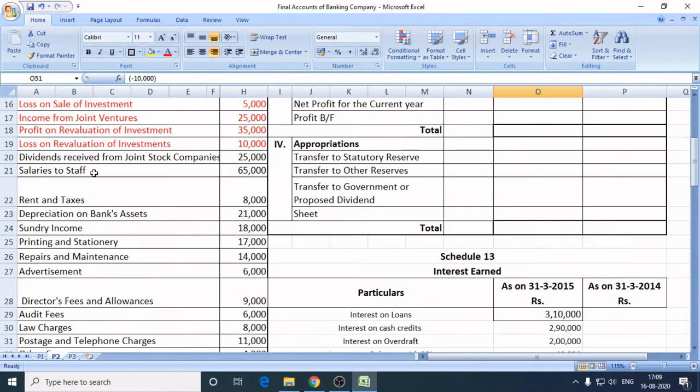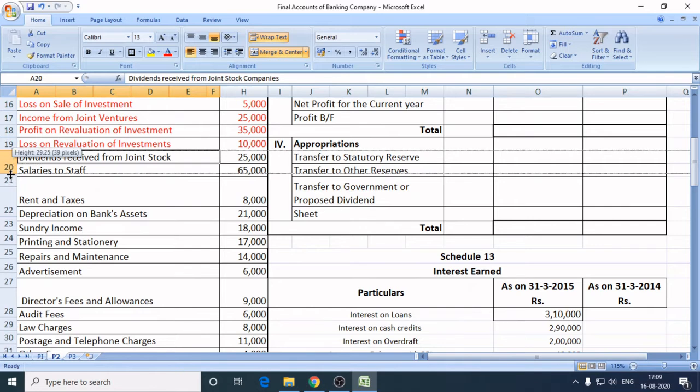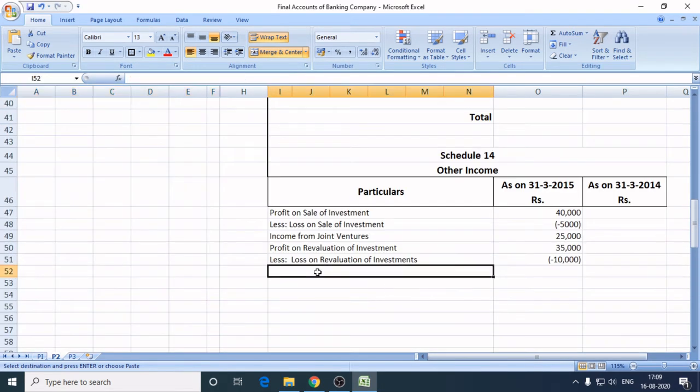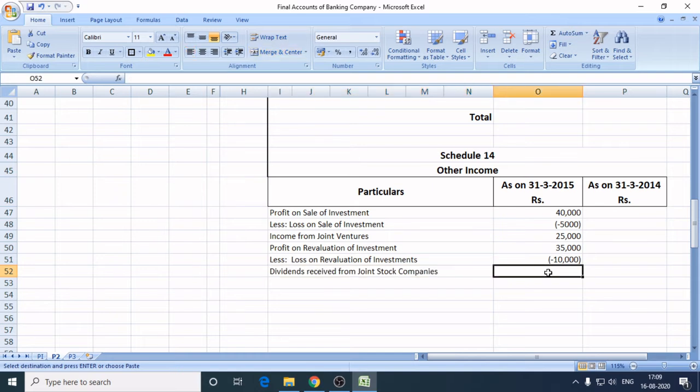Okay, next in the problem is dividend received from joint stock companies. Now see here, this dividend received from joint stock companies is an income of the bank, and it will also go under schedule number 14, other income, and the figure is 25,000. So dividend received from joint stock companies 25,000, it will go under here only, 25,000 rupees.